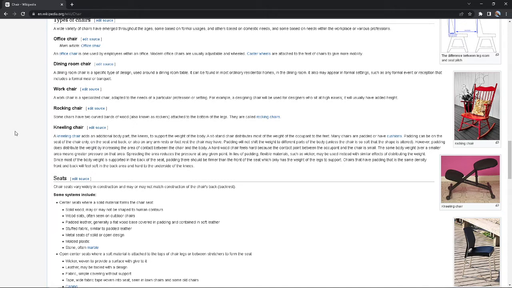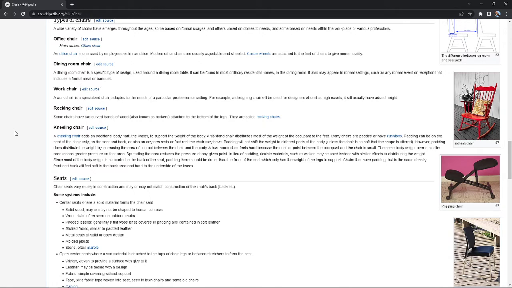Office chair. Main article: office chair. An office chair is one used by employees within an office. Modern office chairs are usually adjustable and wheeled. Caster wheels are attached to the feet of chairs to give more mobility.